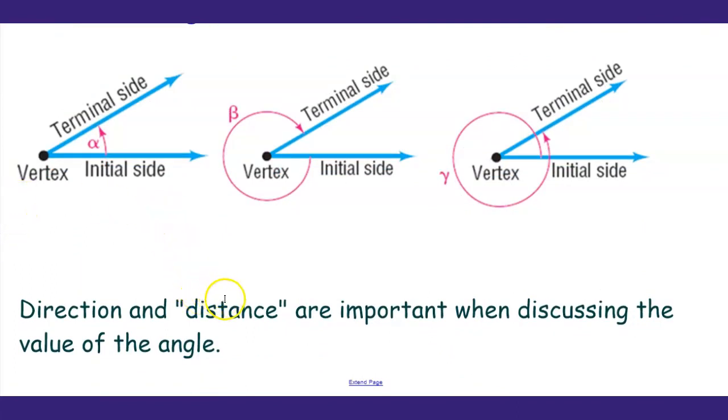Direction and distance are important when discussing the value of an angle. If it travels up like this, the terminating side is going to be a positive degree or positive radian, which we'll talk about in a second. If it goes down, and it could go all the way around, it doesn't matter, but that's a negative angle, or a negative degree.